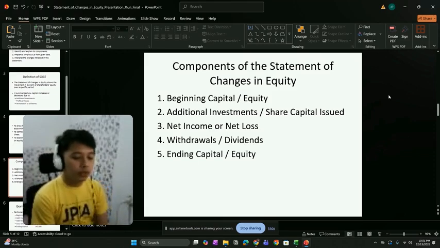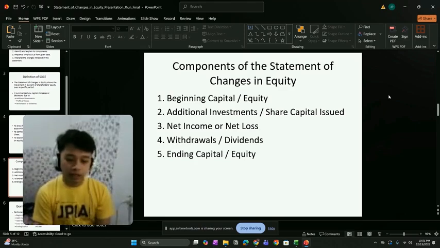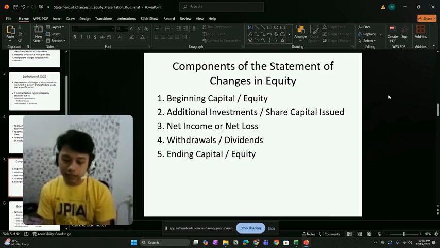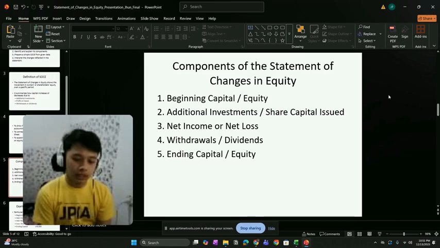So after considering all these components, we arrive at the ending capital or the ending equity, which is the final balance that will appear in the balance sheet. So tandaan class, ang SOCE follows a simple rule. So beginning equity plus increases minus decreases equals ending equity. Okay?